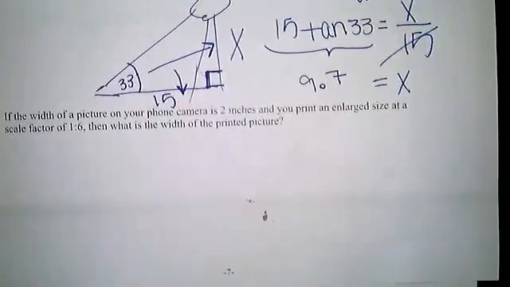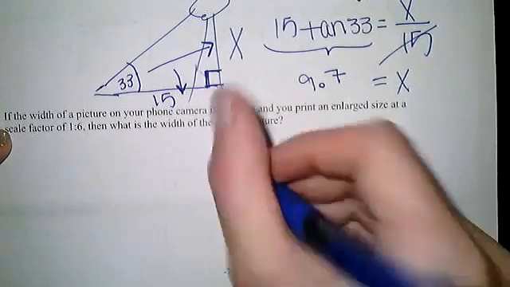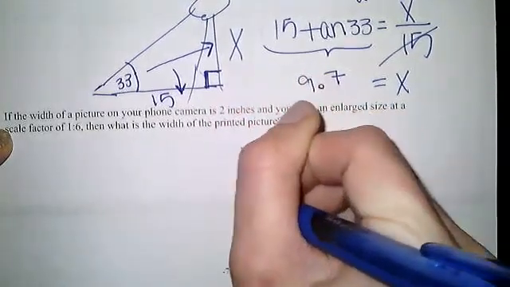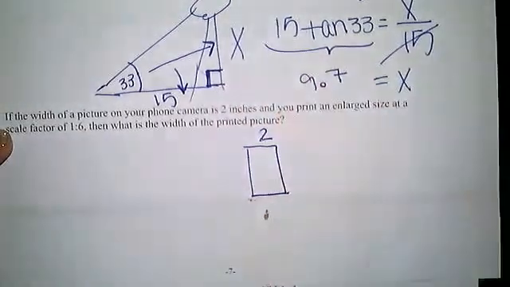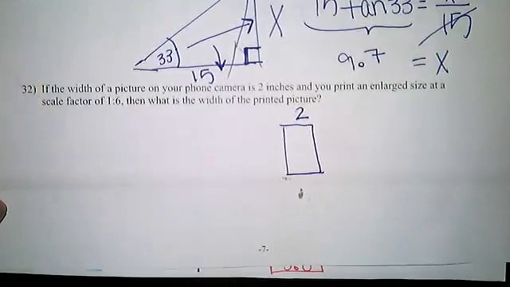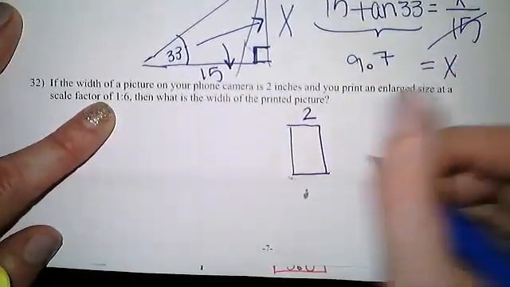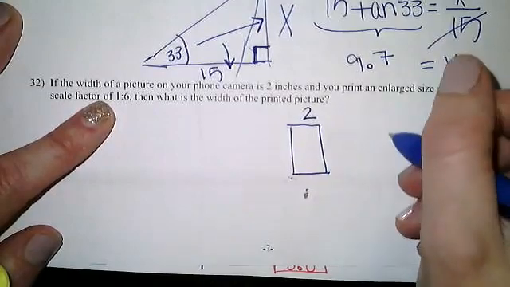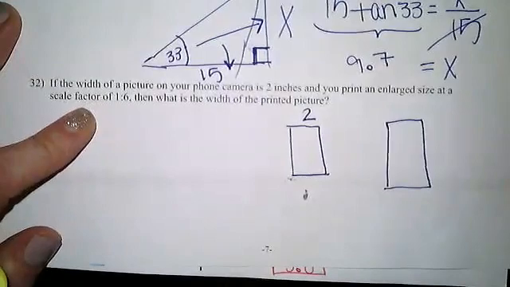All right, there is a picture on your phone camera that's 2 inches and you print it in a large size at a scale factor of 1 to 6. Okay, here's your phone. You're going to make one side 2. That's the phone, for the record. And you print in a large size at a scale factor of 1 to 6.